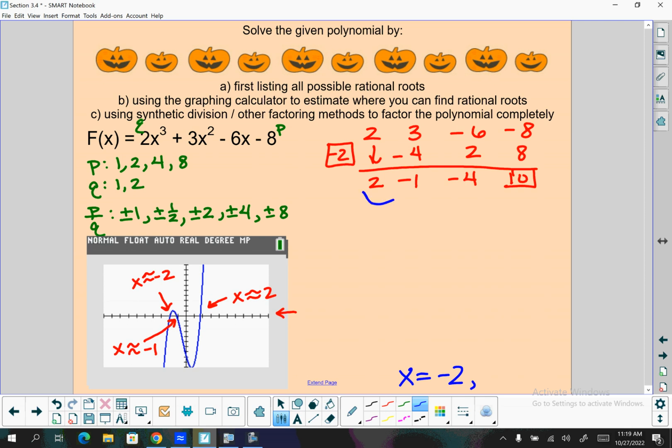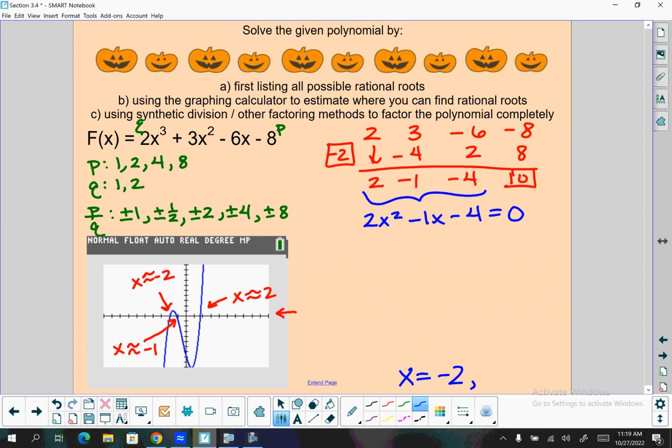How I get the other 2 answers is I'm going to use the quotient here. So the quotient, if I start out with a degree 3 polynomial and did synthetic division 1 time, is now a quadratic. It's degree 2. Remember, the degree is 1 less than what I started with. So this means 2x squared minus 1x minus 4 equals 0. And now if I solve that, I get my other 2 answers.